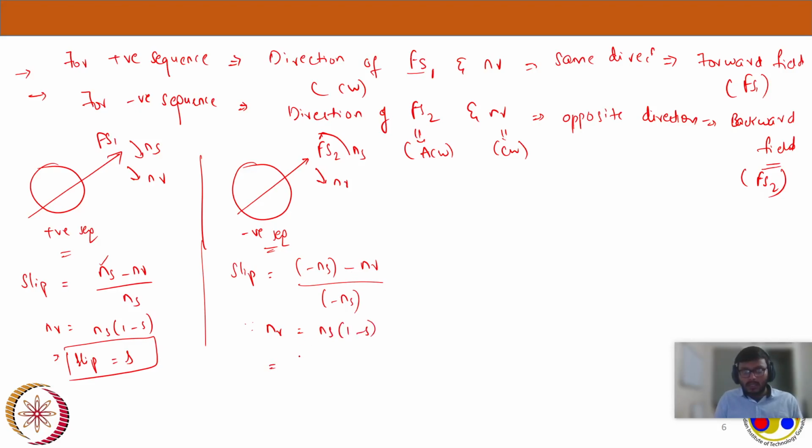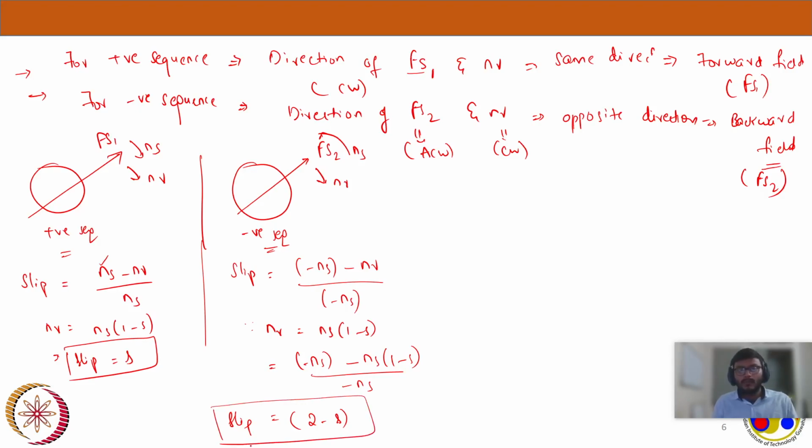So if you substitute it in the top, minus Ns, now if we solve for the slip here, we will find that the slip value will be 2 minus S. It's some kind of generator mode, but we don't go into that. Here we can see for the positive sequence, the slip we got is S, and for the negative sequence, we got the slip to be 2 minus S.